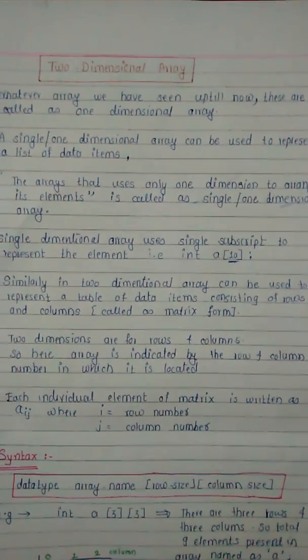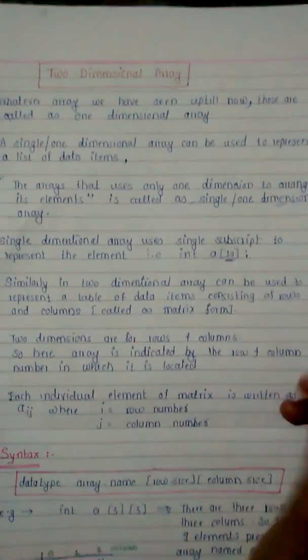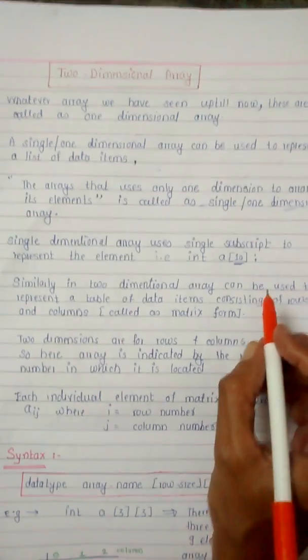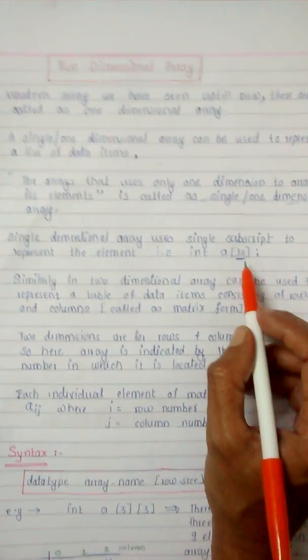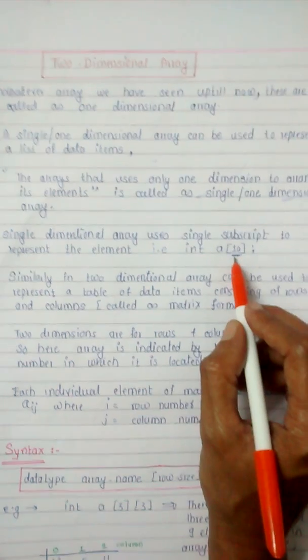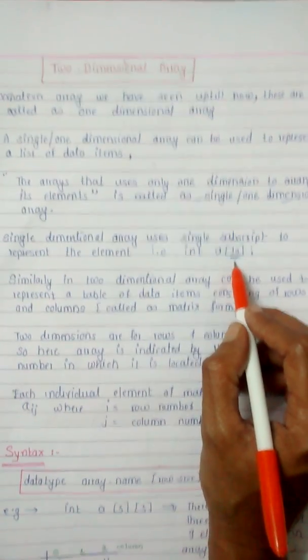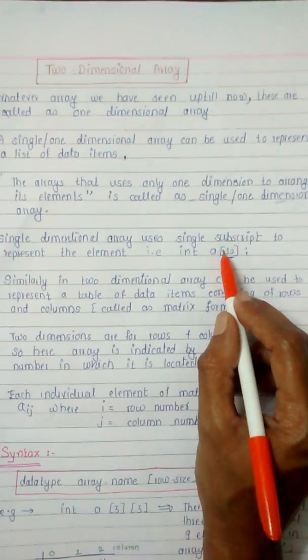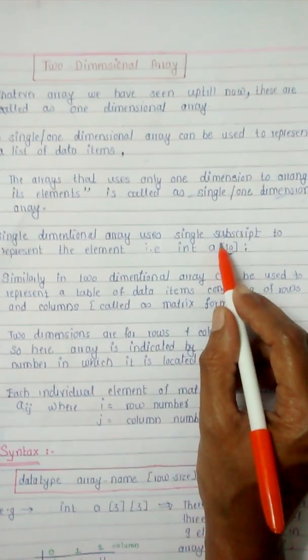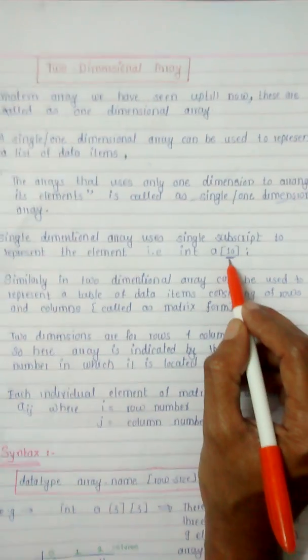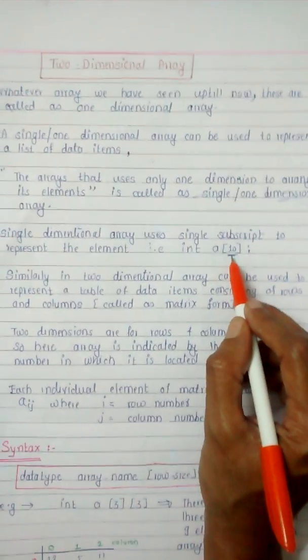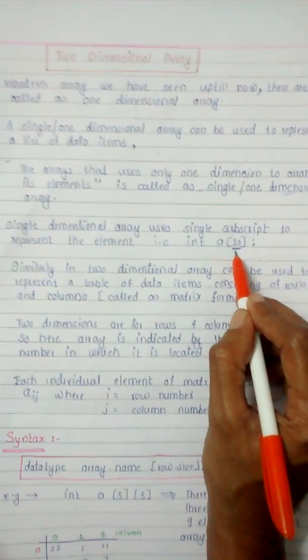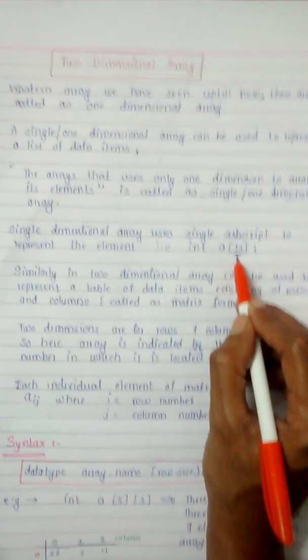A very simple answer to this: with the help of the subscript, we can find what the dimension of the array is. A single-dimensional array uses a single subscript. For example, integer a of 10. So here 10 is the size of the array and it is called a subscript. Here only one subscript is used, hence it is called a single-dimensional array.